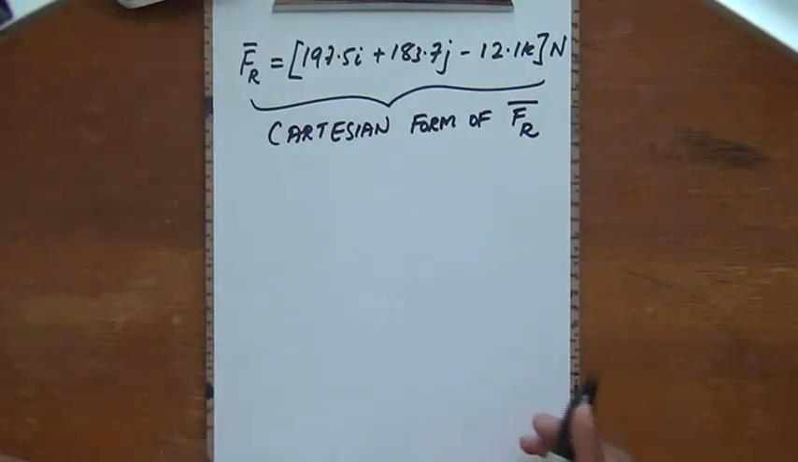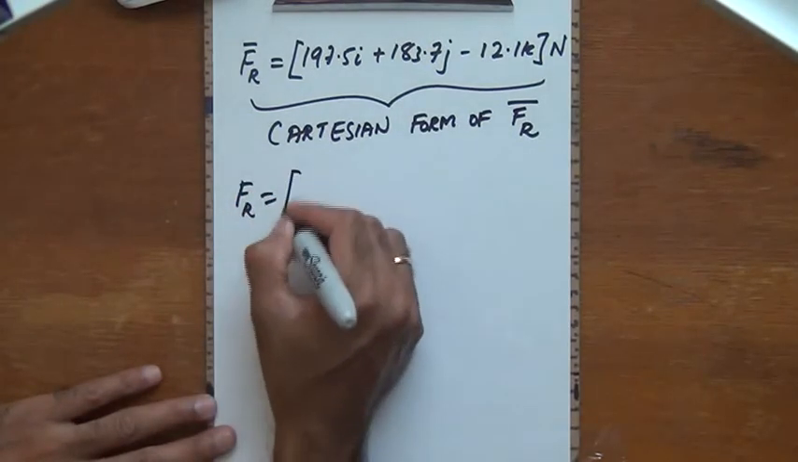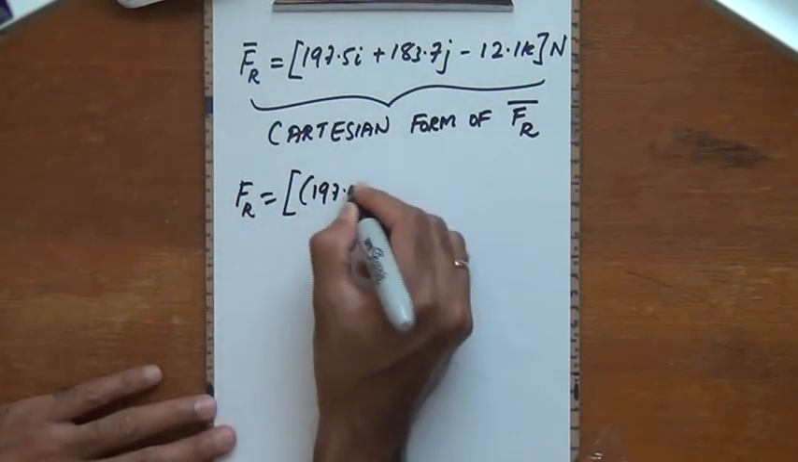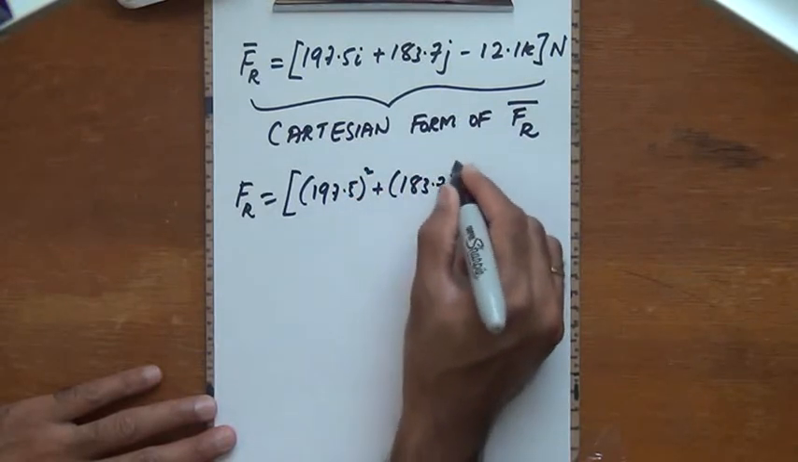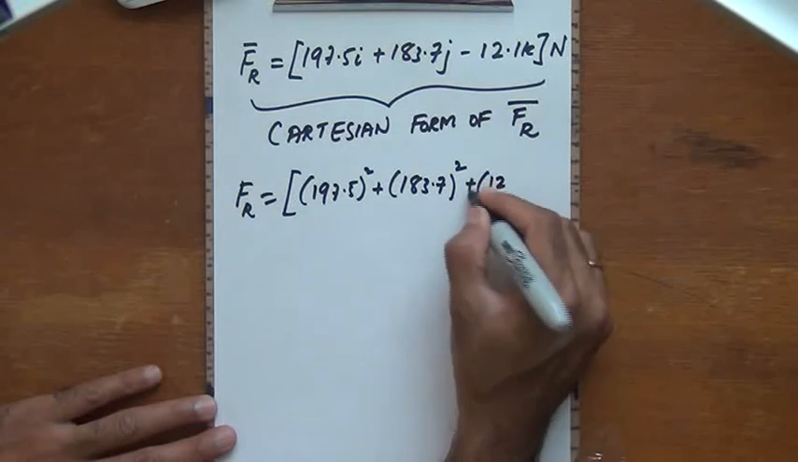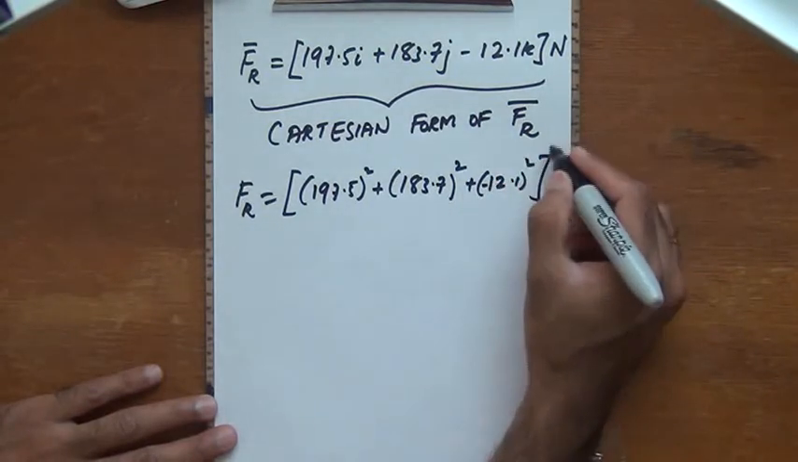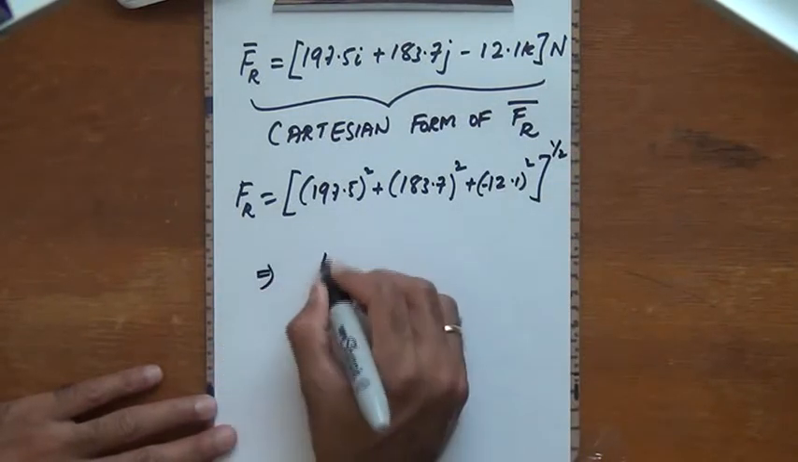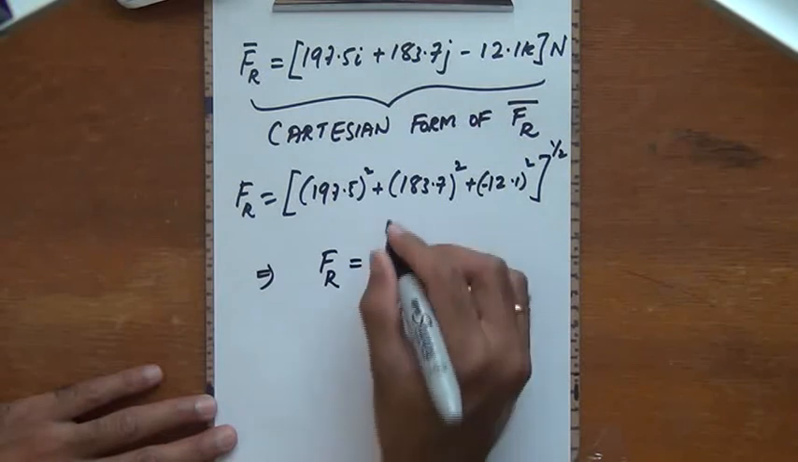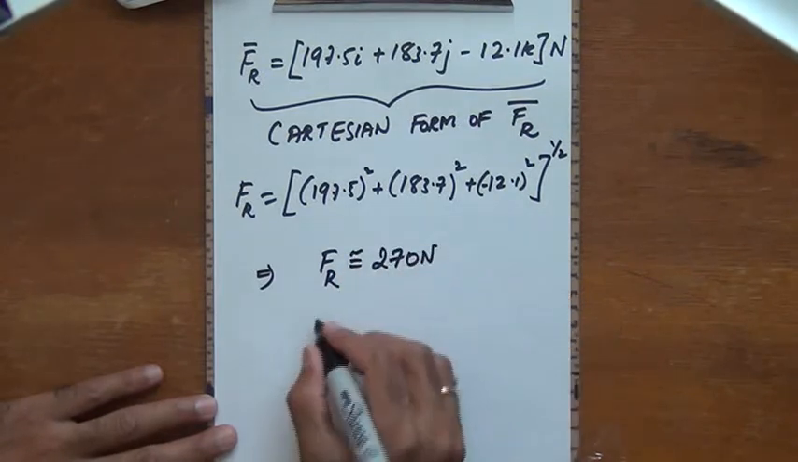Square root of the sum of the squares will give me the magnitude of Fr. So the magnitude of Fr is 197.5 squared, plus 183.7 squared, plus 12.1 squared, all to the power 1/2. And so Fr has a magnitude approximately equal to 270 newtons.